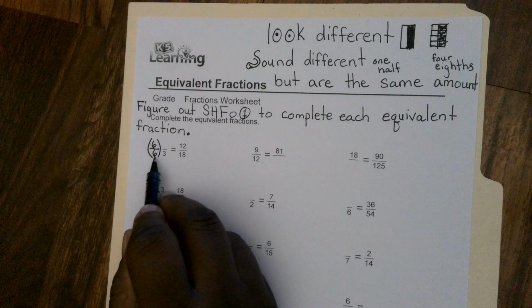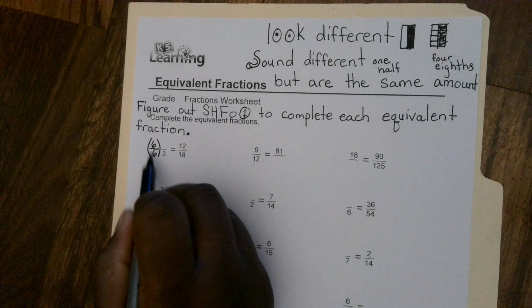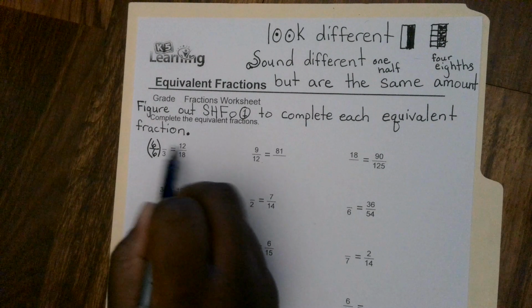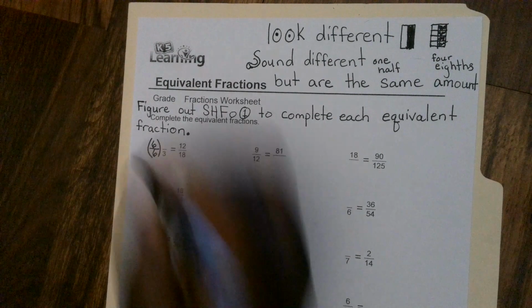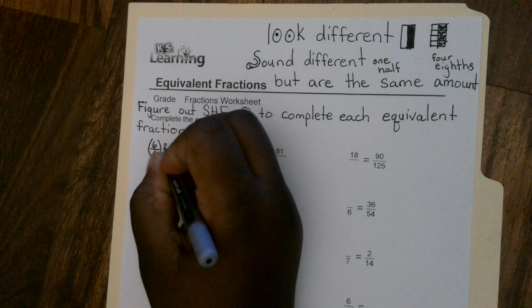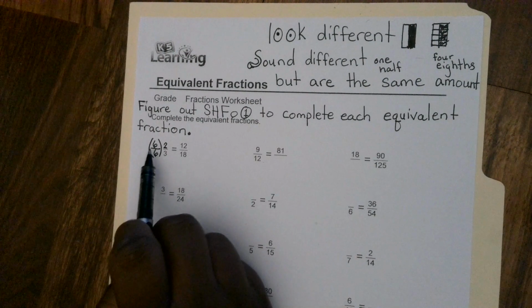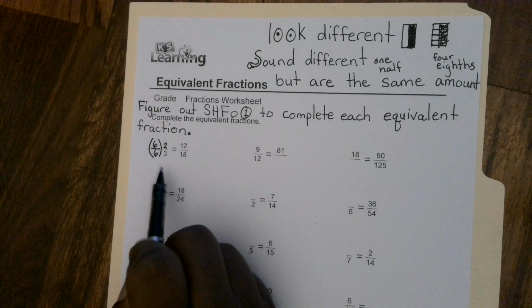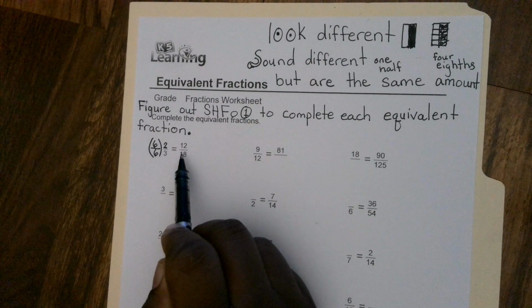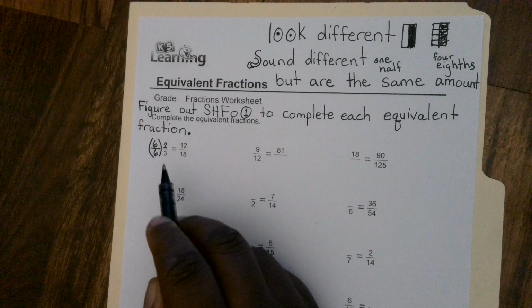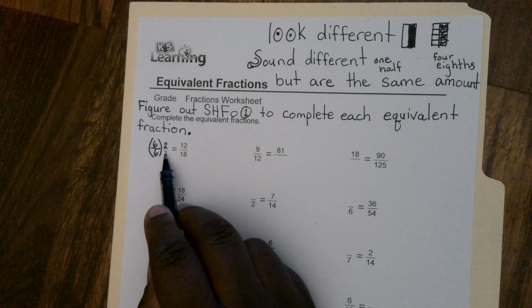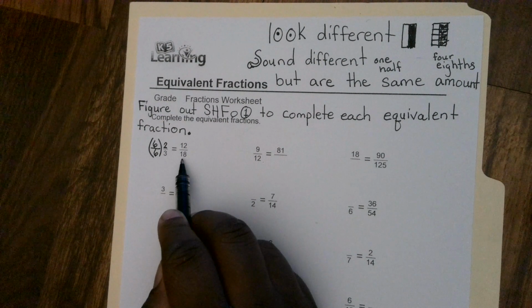And now I have two fractions being multiplied. 6 times what gives me 12? 6 times 2 equals 12. And so 6/6 times 2/3 will give me a fraction. 6/6 times 2/3 will give me 12/18. So 2/3 and 12/18 are equivalent fractions.